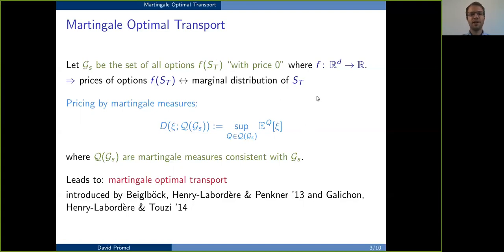So the price by martingale measures in this robust setting changes now to taking the supremum over all those martingale measures which are consistent with the observed option prices. And this leads to the notion of martingale-optimal transport, because here we face a martingale-optimal transport problem: we want to transport the mass from the current observed price to a marginal distribution along all martingale measures in this set. So this is our price by martingale measures.